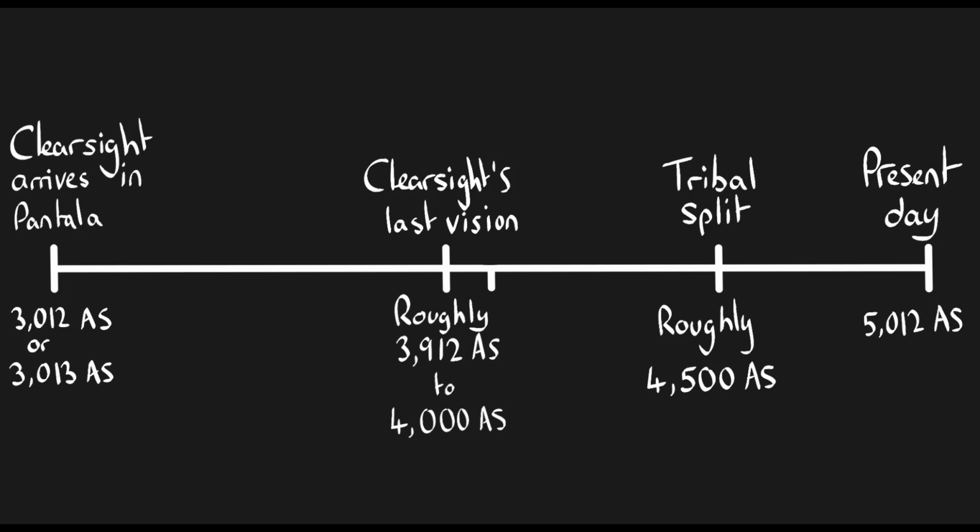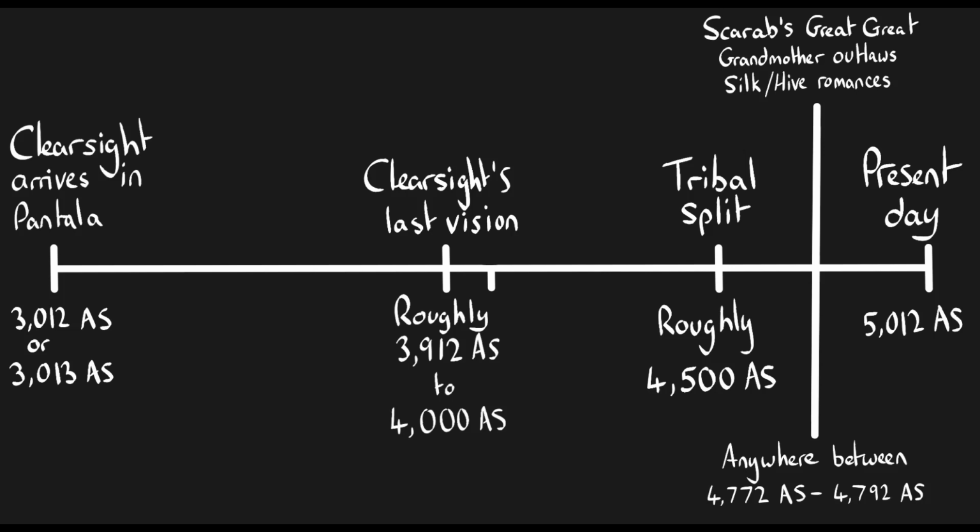This next piece of information is necessary to the timeline, however, there is no rough date stated for when this happened, only that it must have been after the split. Scarab states that her great-great-grandmother was the one who started enforcing the rule that hivewings and silkwings can no longer breed together, which is why relationships between the two tribes are referred to as forbidden romances. The best dates I can give for this are anywhere between 4772 AS to 4792 AS.